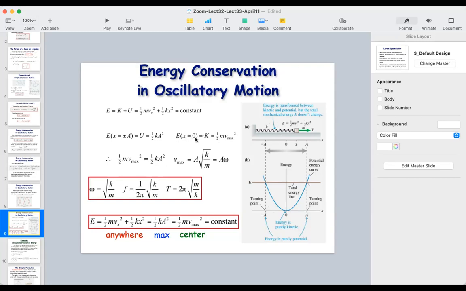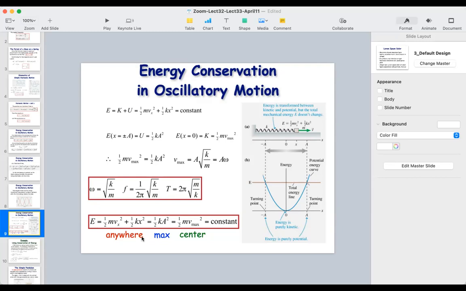So when X is equal to zero, kinetic energy is 1/2 m v max squared, where v max is the maximum velocity. So we have a way to find again v max, which is A omega, or A times the square root of k over m. This is again a way to write omega, f and T, the same one we have seen so far.